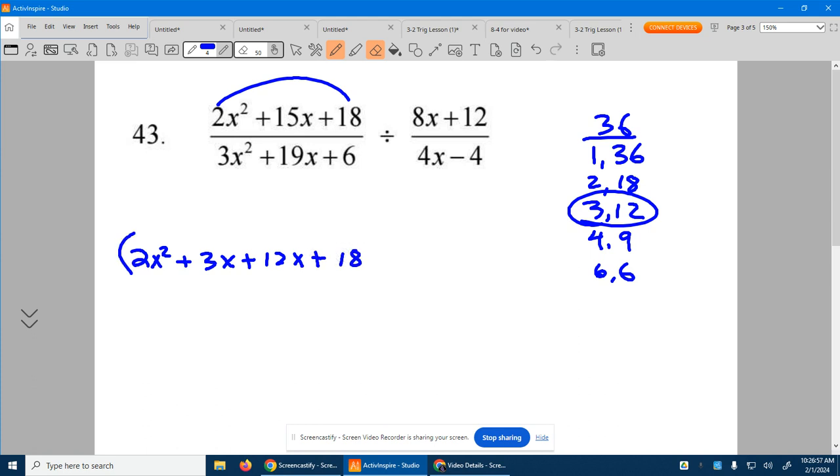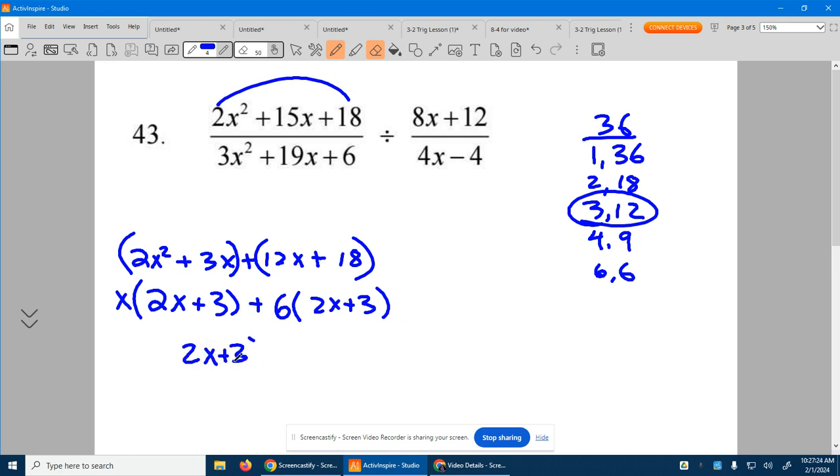We now group the front two, group the back two, and factor out. 2 and 3, nothing number-wise, but they both have an x, because he has x squared, he has an x. So I factor out an x. That leaves me behind a 2x plus 3, plus 12 and 18. Ooh, a 6. We'll factor out there, leaving a 2x plus 3. That means the top factors to a 2x plus 3 and an x plus 6.